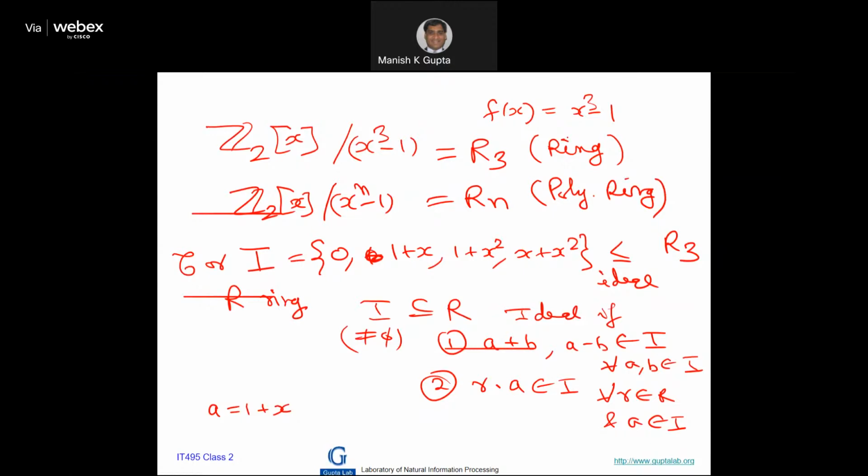Now this ideal has also one very important property. Each of these ideals. So just like that, in our whole subspace, we have basis vectors, right, which can generate the whole space. Here, an ideal can be generated by one element. There is a generator. So let me show you that.